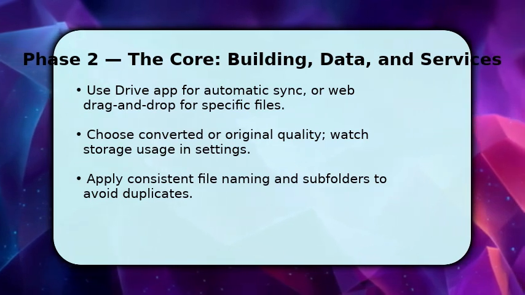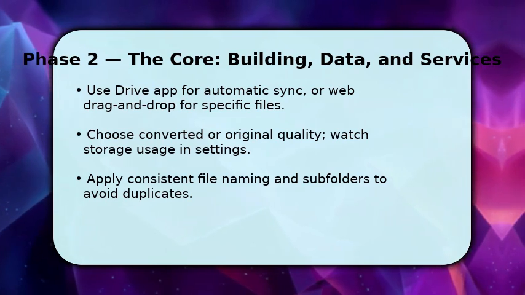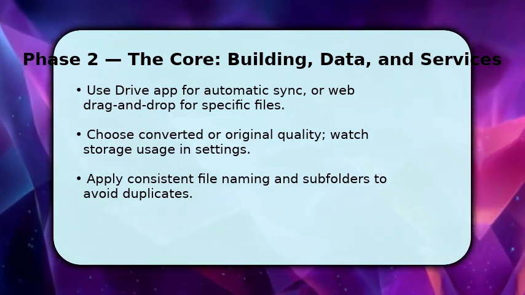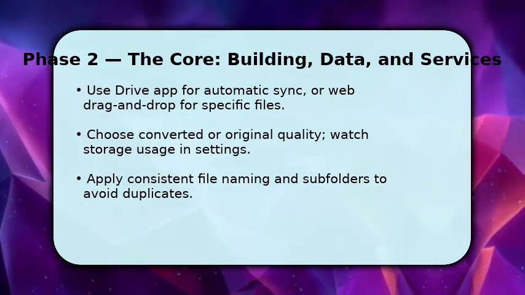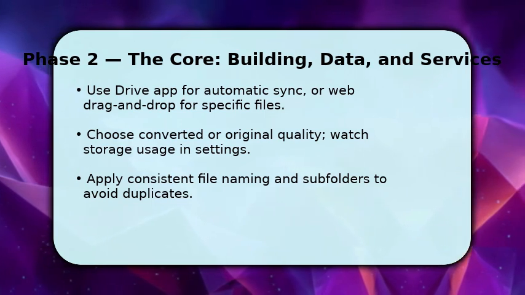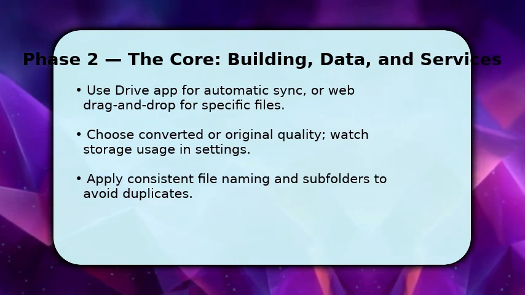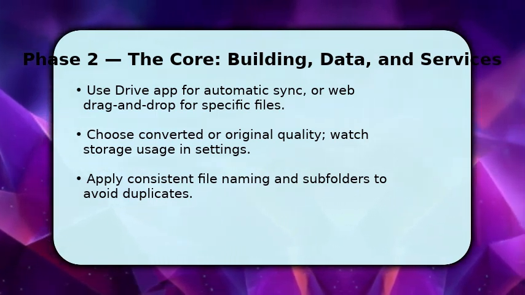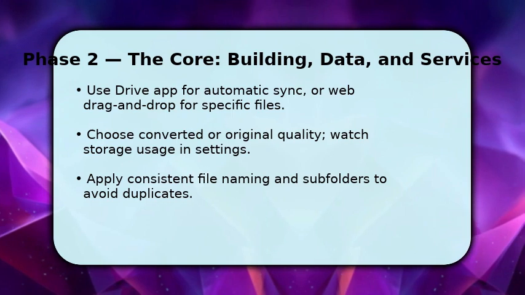If you want automation, enable the Drive or Google Photos Sync app and pick folders to monitor. Otherwise, drag and drop selected images on the web interface for manual control. Make sure to choose original quality if you need full resolution, and monitor storage in settings because originals use Drive space. Finally, use clear file names and subfolders to make deduplication and future searches easier.